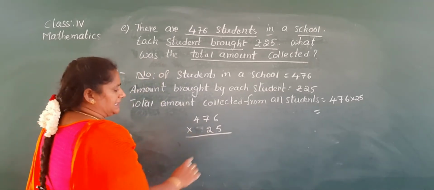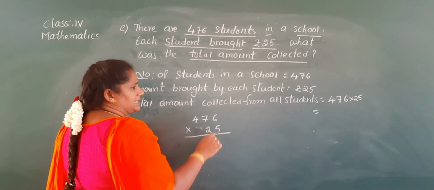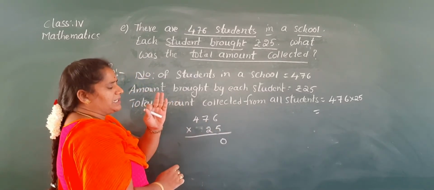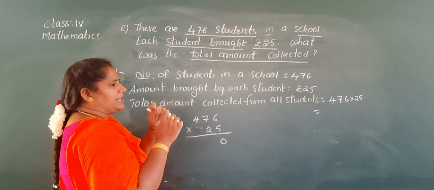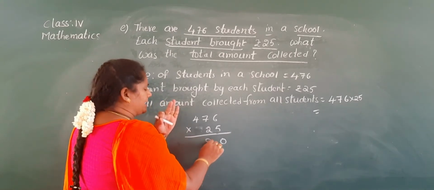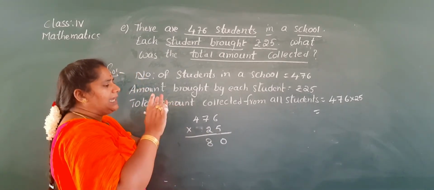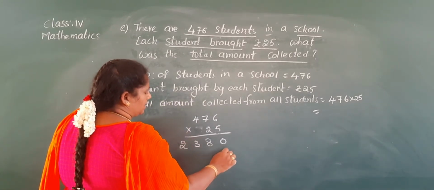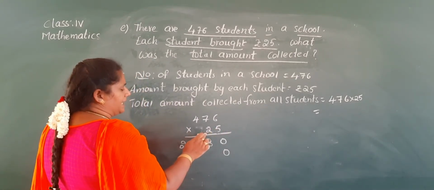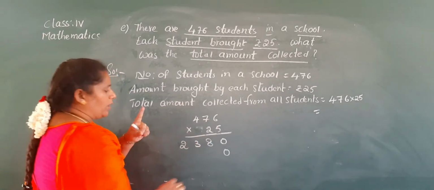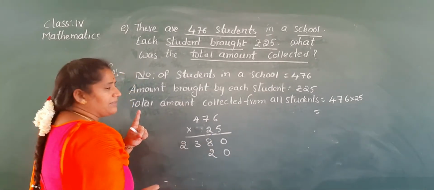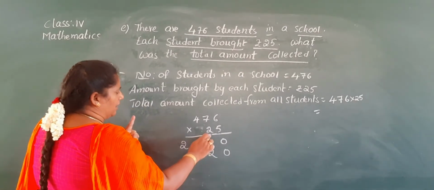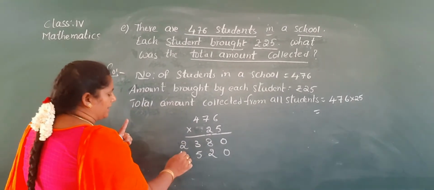5 sixes are 30. Start from the ones place. 5 sixes are 30, 3 in hand, 0 is down. 5 sevens are 35, plus 3 is 38. 3 in hand, 8 is down. 5 fours are 20, 21, 22, 23. Next, close the ones place and start from the tens place. 2 sixes are 12, 1 in hand, 2 is down. 2 sevens are 14 plus 1, 15. 1 in hand, 5 is down. 2 fours are 8 plus 1, 9.